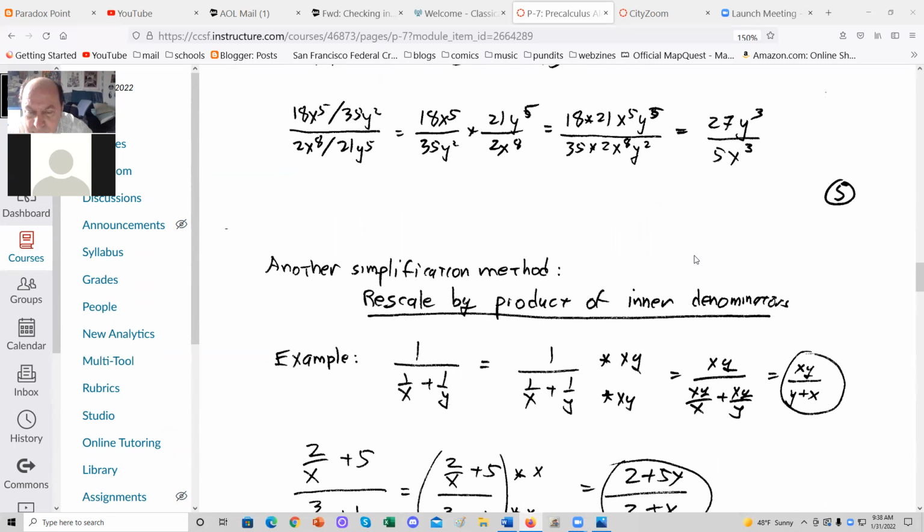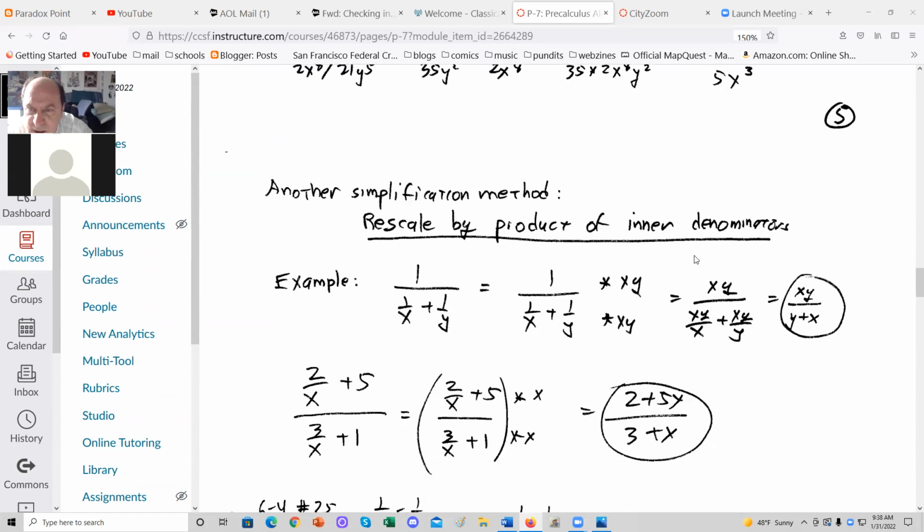Now, another method involves what I call rescaling by product of inner denominators. So for example, this one, 1 over x plus 1 over y. This is a fraction, and in this part of the fraction, the denominators are x and y. That's what I call the inner denominators. So I'll rescale, in other words, multiply above and below by that product of inner denominators, by xy.